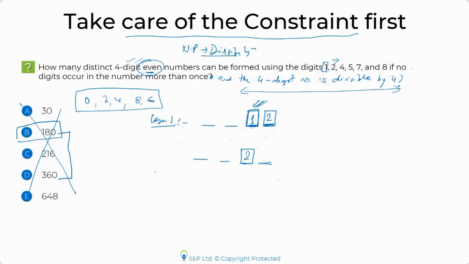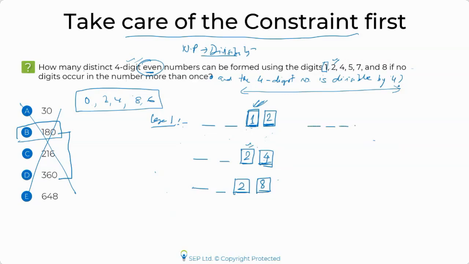Okay, and if I put 2 here, the last two digits can be 20, 24, 28. But notice I don't have a 0 with me. So the last place can have a 4 here, and with 2 at this place, it can also have an 8 here. Okay, nothing else can be formed with 2 at this place. So I'll again say, okay, fine.